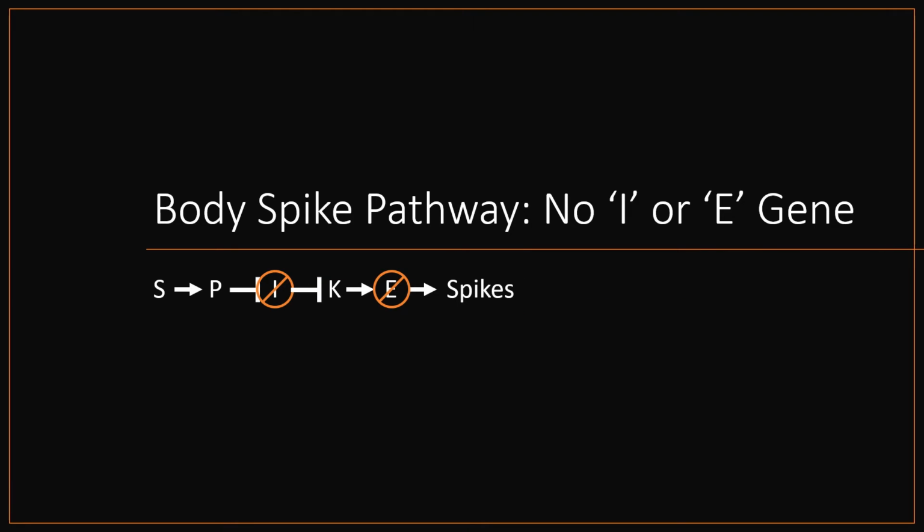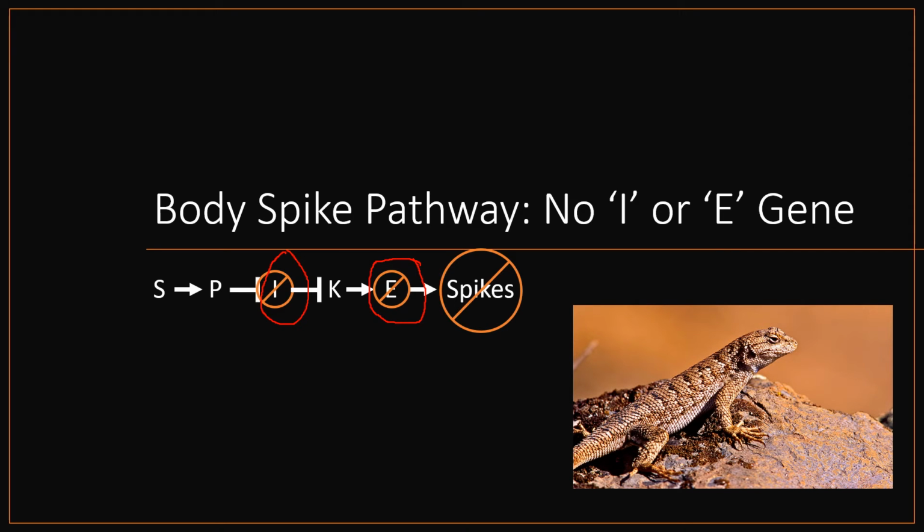Now what if we were missing both the I and the E? Now as we looked at in the previous slide, if we only didn't have the I gene, we would have spikes because K would not be inhibited and E would then be able to be promoted, which would give us spikes. But we also don't have E, and since E is our last step to give us the spikes, we do not have spikes and we have a smooth lizard.